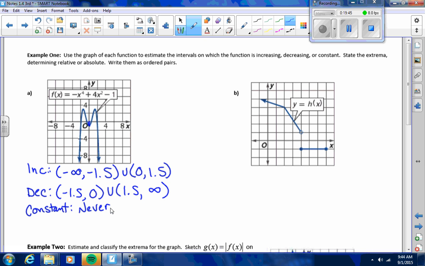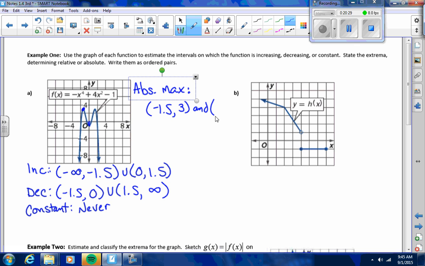Other questions? Now let's talk max and mins, relative and absolute. What is it you noticed? Do we see maximums? What kind are they? Relative or absolute? Are they at the same level? Yes. So we have absolute maximums at, we have to write it as an ordered pair. What's this first one at? Negative 1.5, comma, what y value is that? 3. Good.